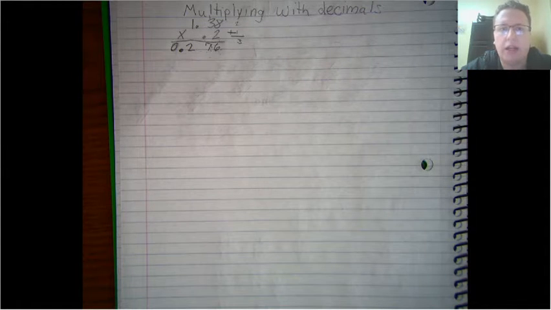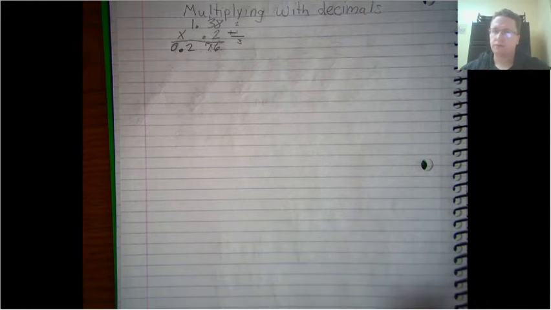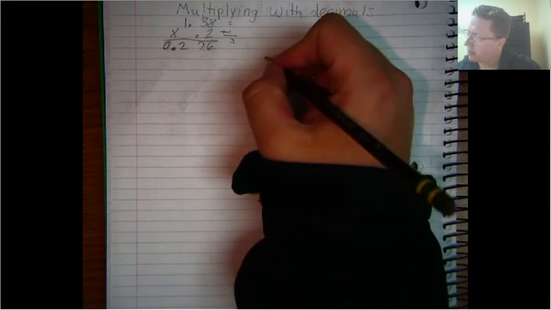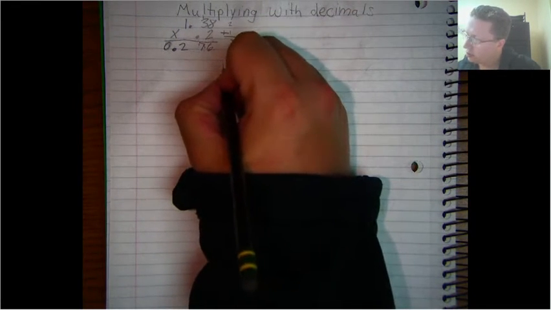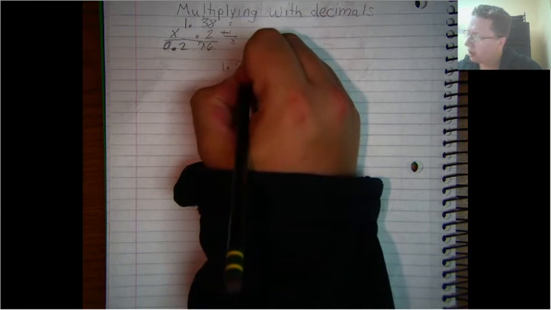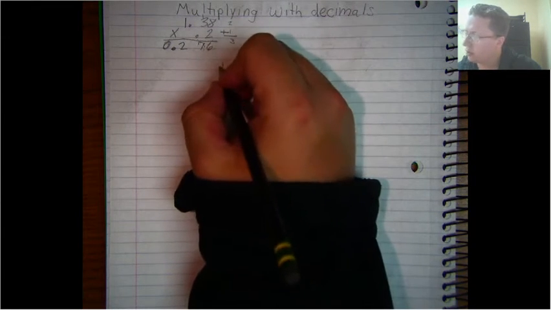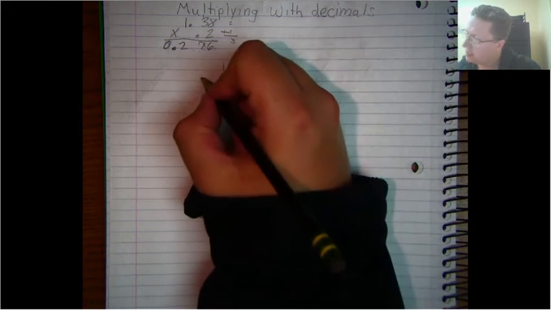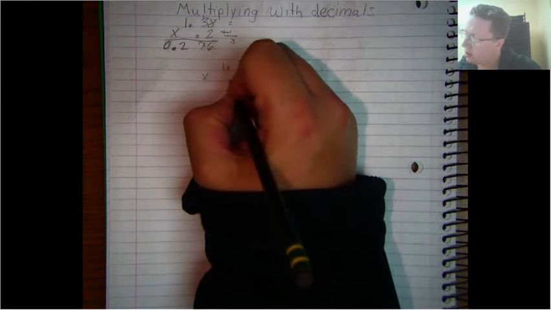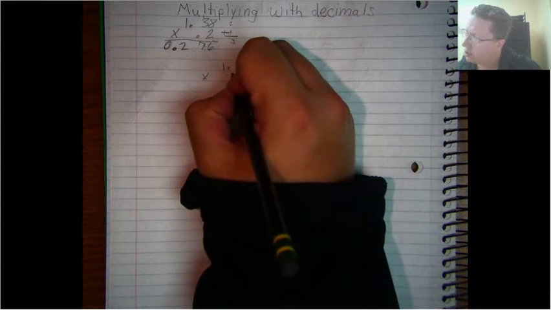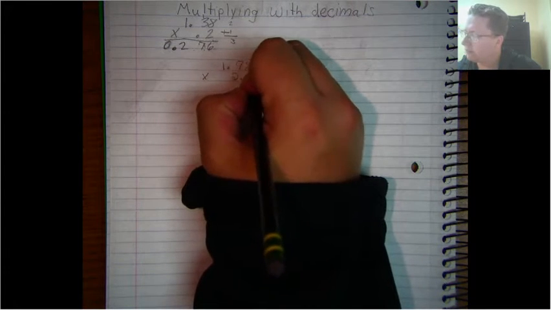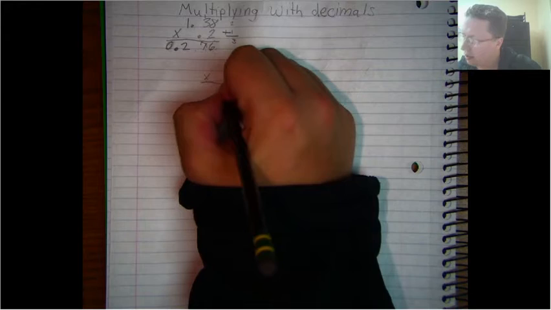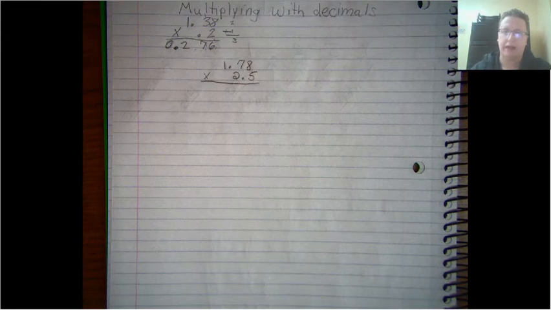Now let's try a multiplication problem that involves multiplying with 2 digits after the decimal place. So, you're going to take your question, you'll write it down. We'll say 1.78, so 178 hundredths times 2 and a half. So 2 and 5 tenths, 2 and a half.